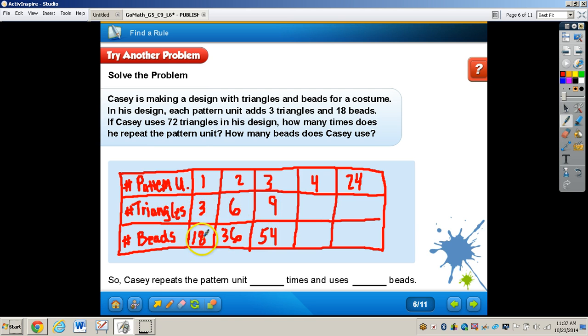For triangles to beads, you can see it's being multiplied by 6. 3 times 6 is 18, 6 times 6 is 36, 9 times 6 is 54. Okay, we have 12 triangles. Multiply that by 6, that's going to give us 72.